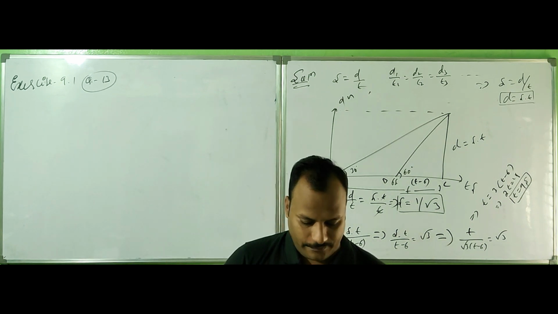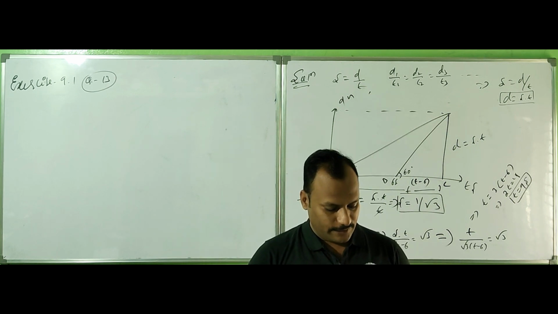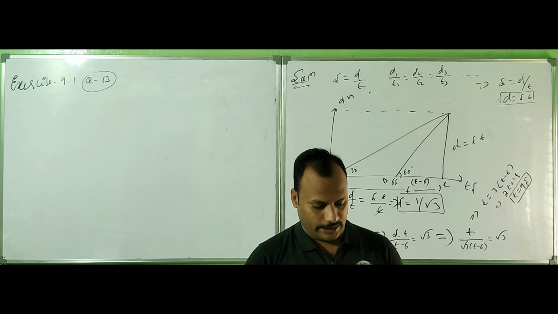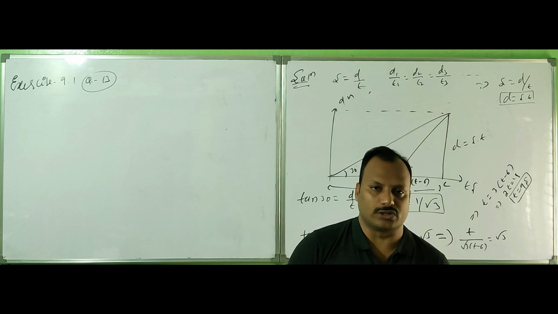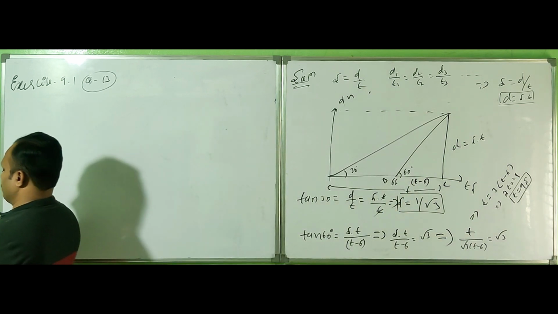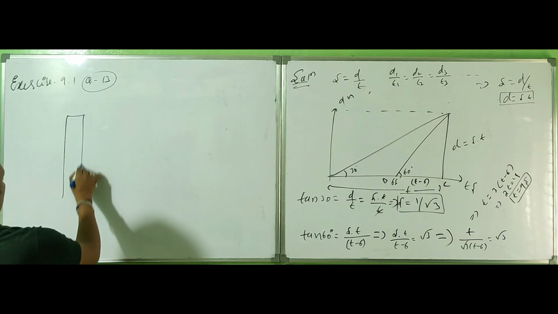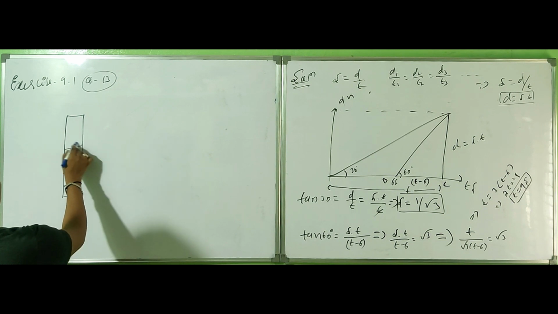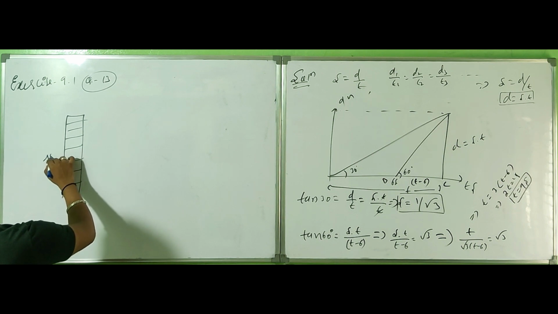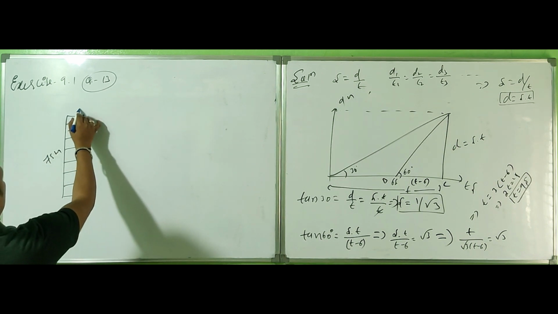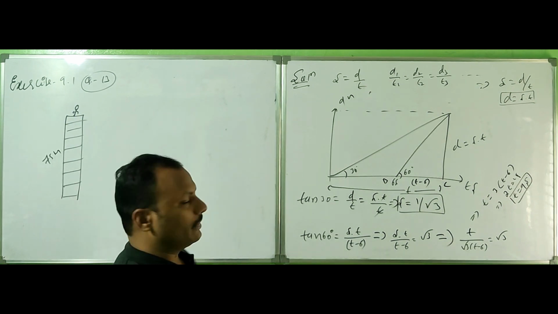As observed from the top of a 75-meter high lighthouse from the sea level, the angles of depression of the two ships are 30 degrees and 45 degrees. If one ship is exactly behind the other on the same side of the lighthouse, find the distance between the two ships. You are standing on a lighthouse, which is a building of 75 meters. Your height is not considered here, only the building height is considered.